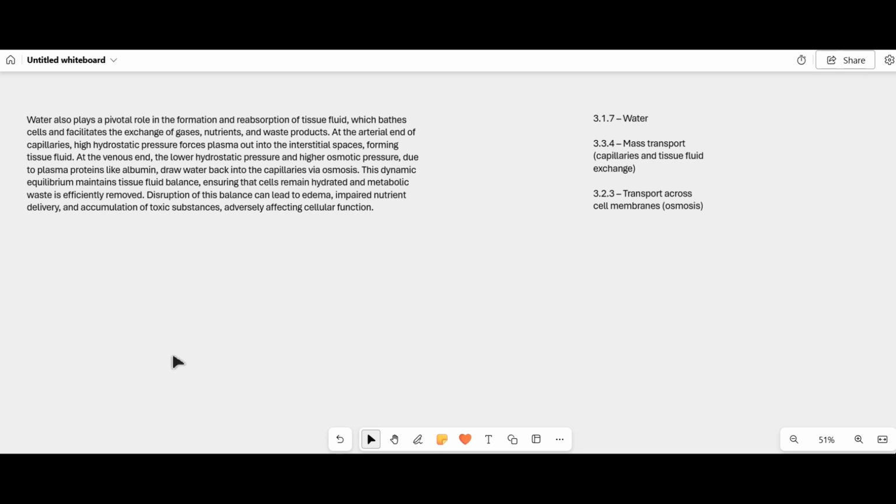Paragraph 8, I talk about tissue fluid, which is in topic 3. If you go look at topic 3, you'll see I talk about tissue fluid and how it's formed and everything in detail, yeah. Alright, calm. So, water also plays a pivotal role in the formation and reabsorption of tissue fluid, which bathes cells and facilitates the exchange of gases, nutrients and waste products, yeah. At the arterial end of capillaries, high hydrostatic pressure forces plasma out into the interstitial spaces, forming tissue fluid. At the venous end, it's always the lower hydrostatic pressure and higher osmotic pressure, due to plasma proteins like albumin, yeah.